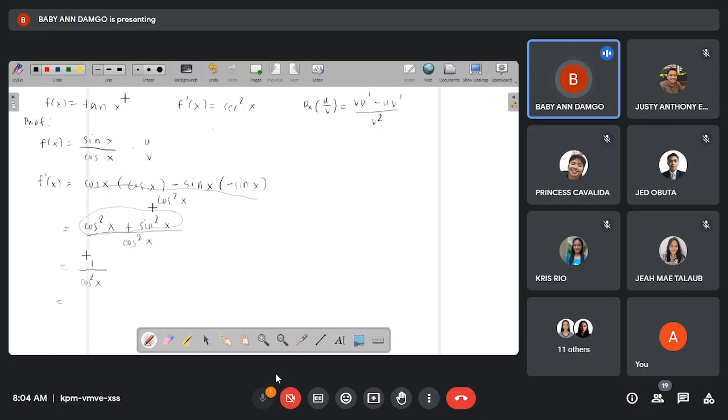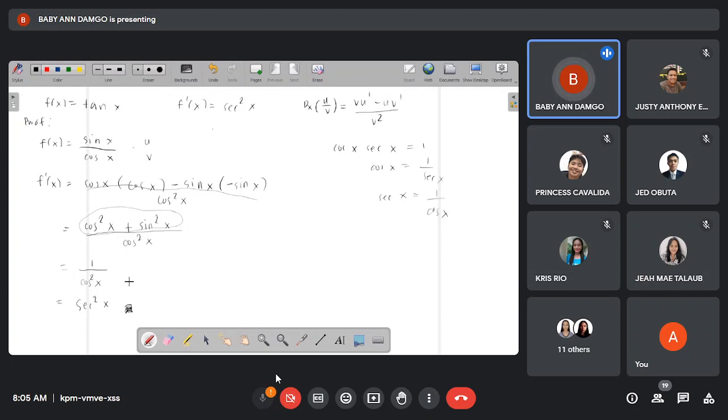Sige, reciprocal sa cosine. Secant. So, this is secant squared x. Remember, cosine x times secant x is equal to 1. So, pwede ni siya nga cosine x is equal to 1 over secant x, or secant x is equal to 1 over cosine x. So, equal ra na siya. So, nakuha na nato ang derivative sa f of x.